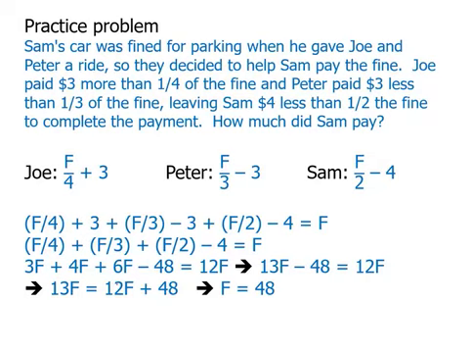So now we found the value of f. We have found the value of the fine. But that's not the answer. That's not what the question is asking. It's asking how much did Sam pay? Well, Sam paid half the fine. Half is 24. He paid $4 less than half the fine. Half is 24, so he paid $4 less. Sam paid $20. And incidentally, if you're curious, Joe paid $15 and Peter paid $13, and that's how they covered the fine.